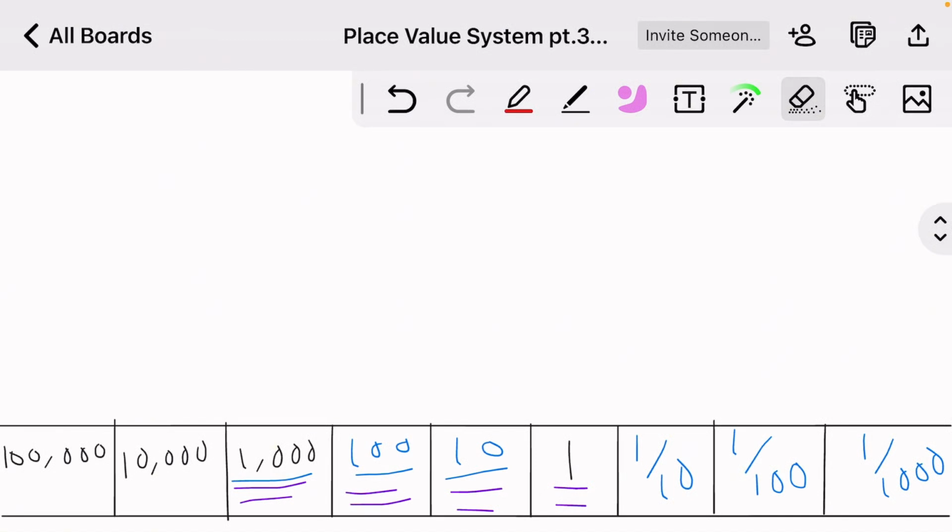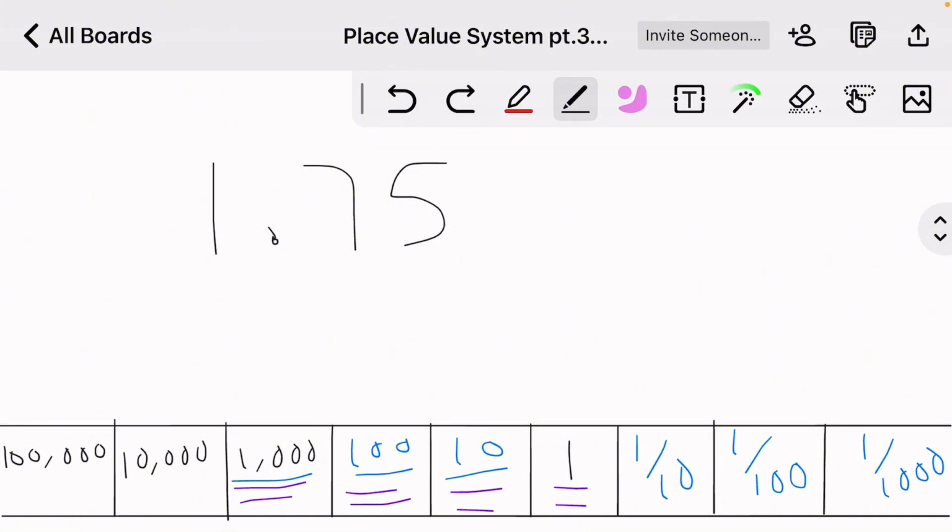When it comes to writing decimals, one of the most important things to know off the bat is that any number that is a decimal is going to have a decimal point, which is going to be like a dot. For example, we have 1.75.